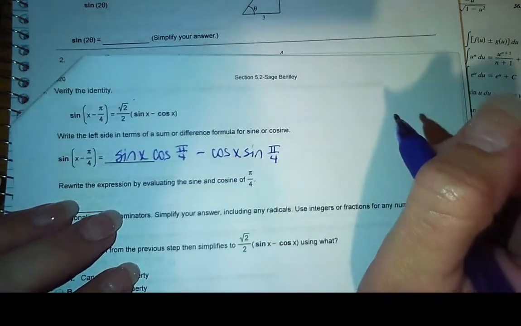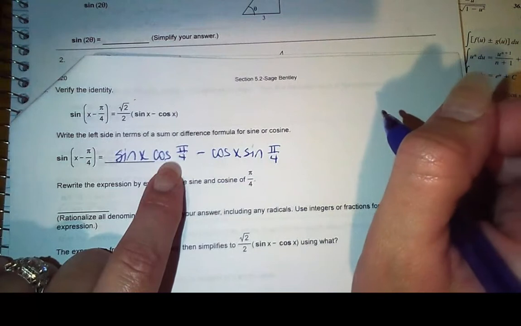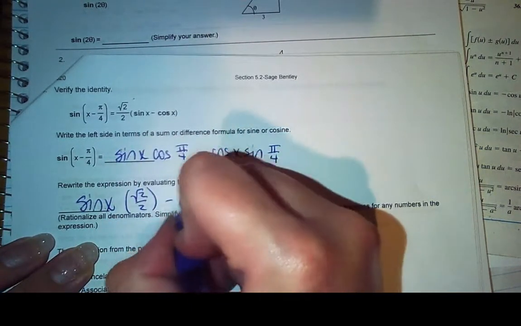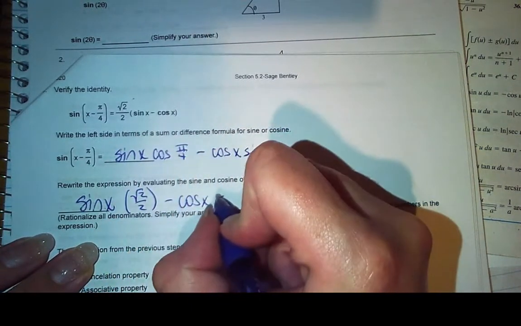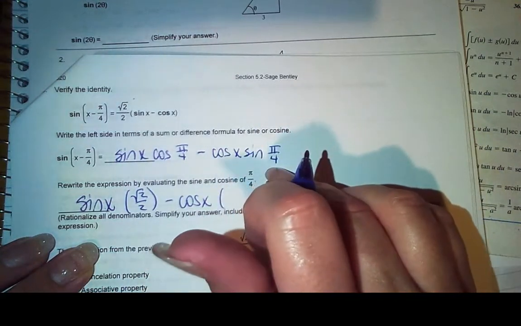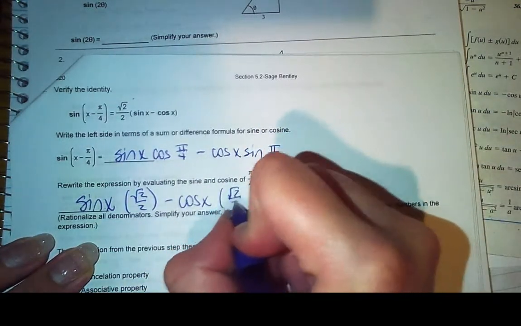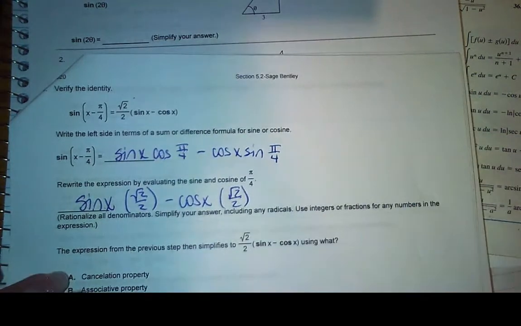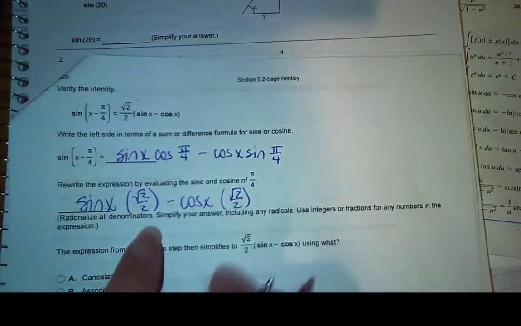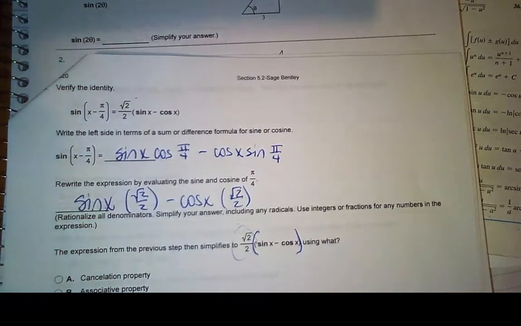Then rewrite it by evaluating. Well, we know what the cosine of pi over 4 is. It's root 2 over 2. So this gives me the sine of x times root 2 over 2 minus the cosine of x times, what's the sine of pi over 4? It's root 2 over 2. And then can I fix this now? Well, what's common? I can pull out a root 2 over 2 from both terms. So that pulls out here, and that leaves me with sine x minus cosine x.